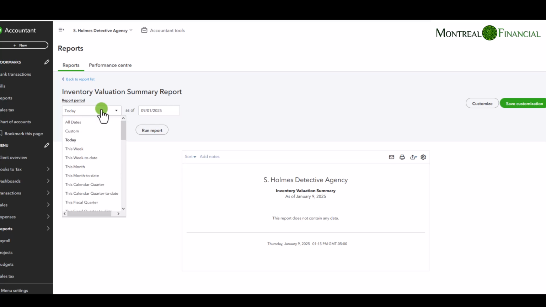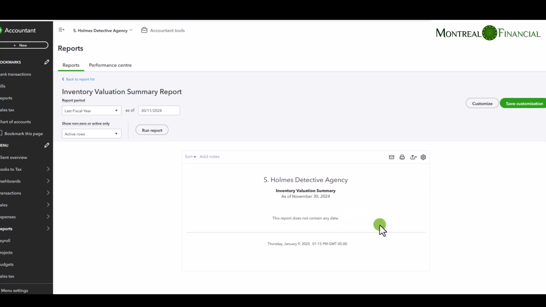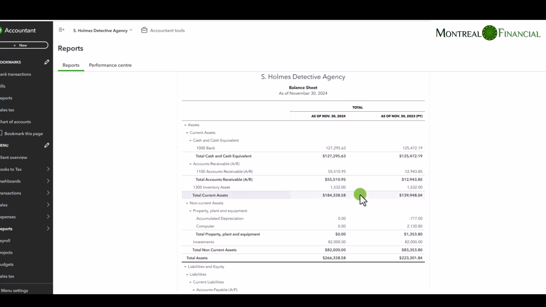And here again, you would want to choose the last fiscal year run report. And again, in my case, the Sherlock Holmes Detective Agency is not using inventory, so nothing appears here because I'm not going through the inventory system. I'm just adding entries manually. But if you are, it will show you every inventory item, and the total will agree to this. If it doesn't, then again, you want to investigate what the discrepancies are.